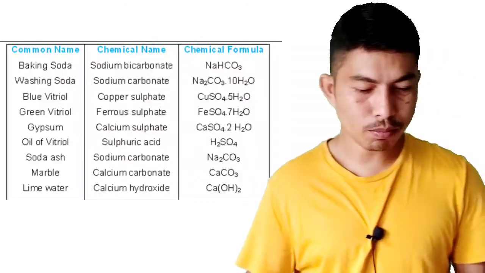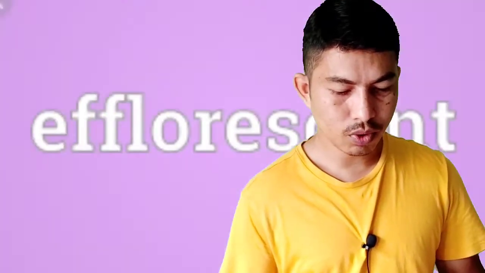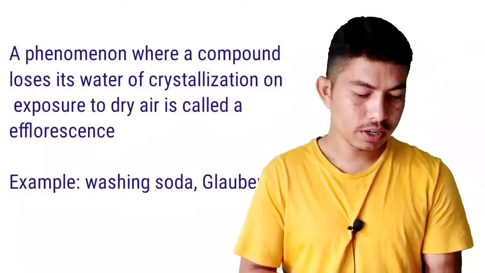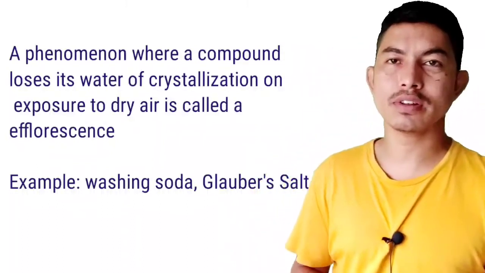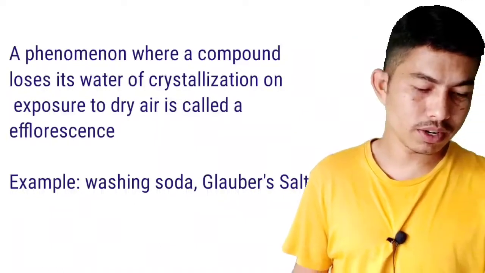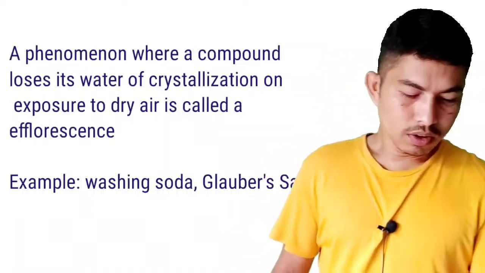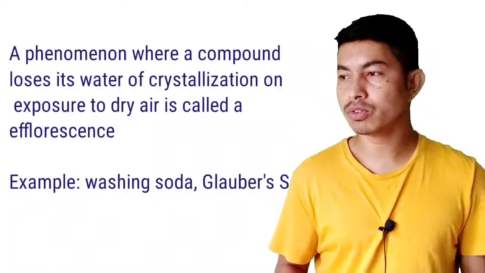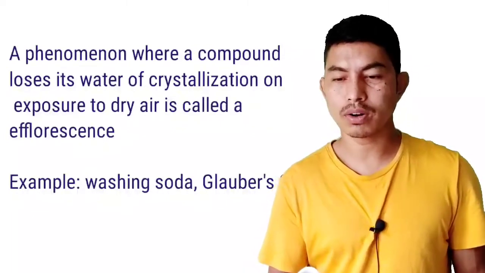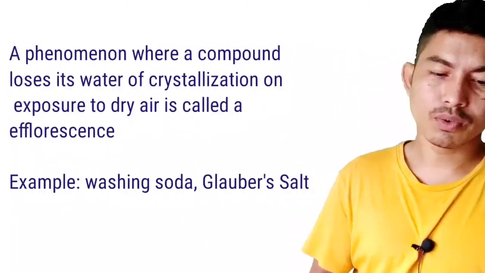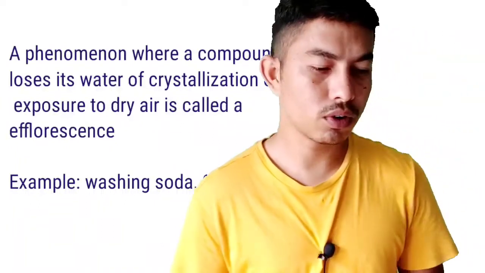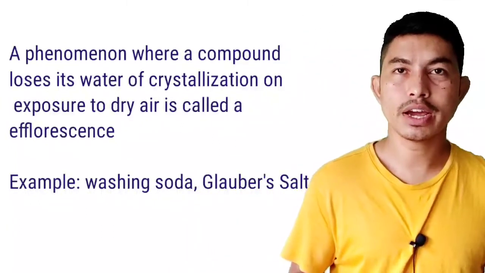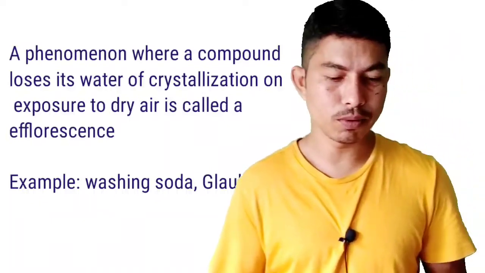Moving on to the next topic, we have properties like efflorescence. What is efflorescence? Some of the salts, when exposed to air, lose their water of crystallization on their own. That property is known as efflorescence. For example, washing soda, when exposed to air, loses its water of crystallization. Another is Glauber's salt, which also becomes powdery anhydrous when exposed to the atmosphere.